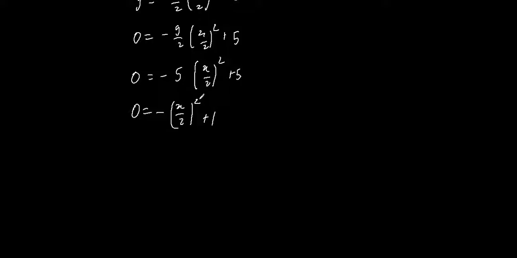Okay, now we can take this to the other side. X on 2 all squared is equal to 1. Square root both sides. X on 2 is equal to plus or minus 1. X is equal to plus or minus 2.